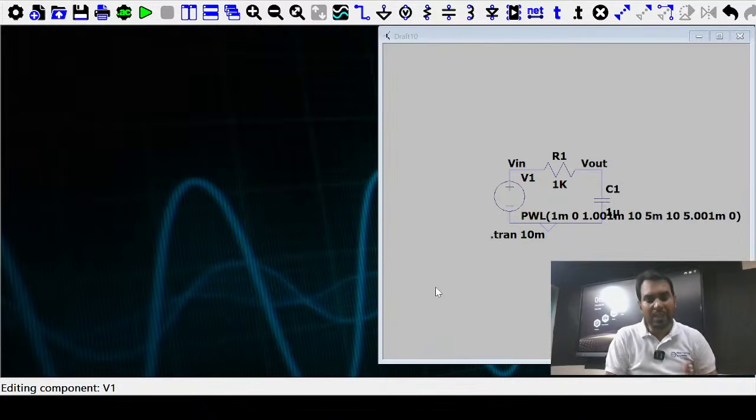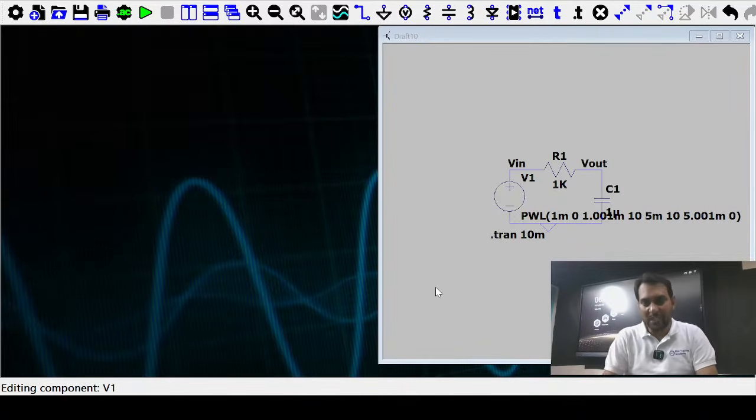So I am just changing the input waveform. In the previous one, the input waveform is like this: till 1 millisecond it is 0, and after this it becomes 10 volt and is maintained at 10 volt till 5 milliseconds and then becomes 0. Now I am changing the circuit: the input voltage is maintained at 10 volt, then drops suddenly at 1 millisecond and is maintained at 0. At 5 milliseconds it becomes 10 volt and is maintained at 10 volt. So what will be the output waveform? The output waveform is like this.